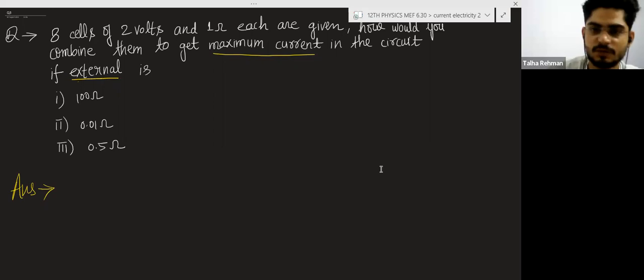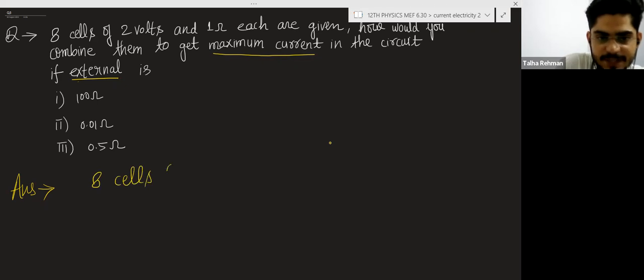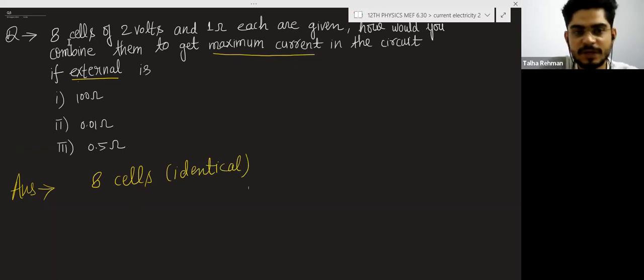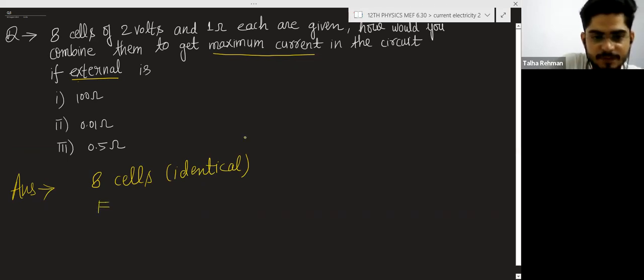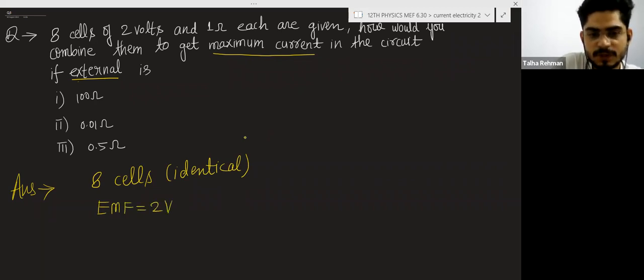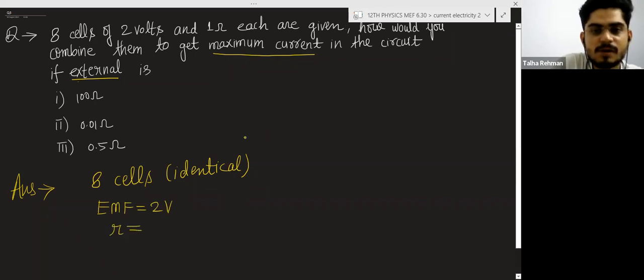Okay, fine. Just see now. We have 8 cells, identical cells. If it is not given that the 8 cells are identical, then you can consider the cells are identical. Each has an EMF of 2 volts, and each has an internal resistance of 1 ohm.